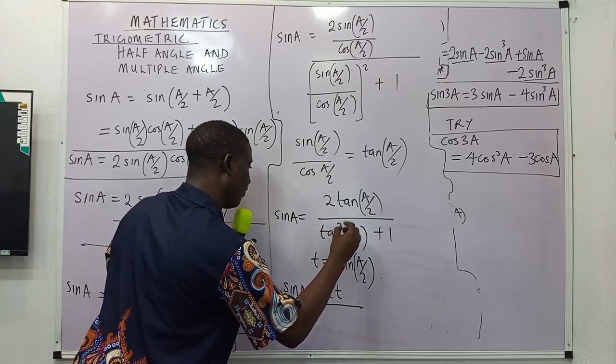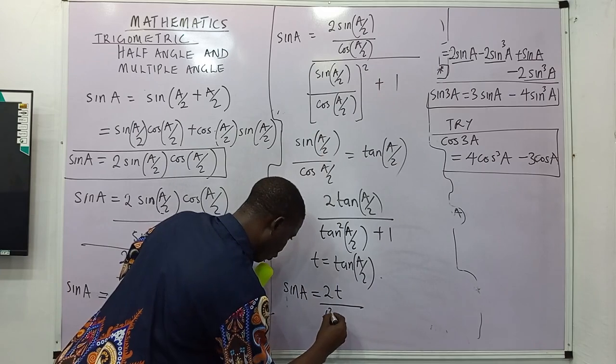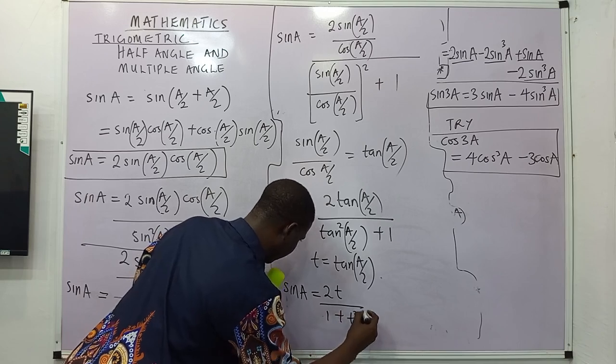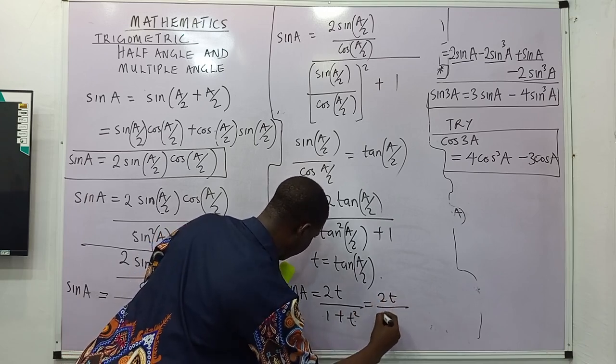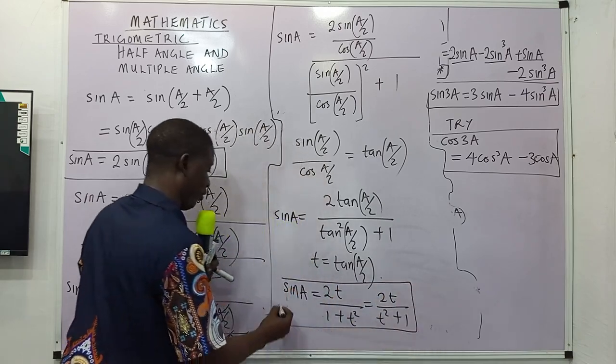Then there is the square here, please. T square, because there is this square. T square plus 1, or 1 plus t square, any one. Either this or this is the same thing. So this one is your tan A.